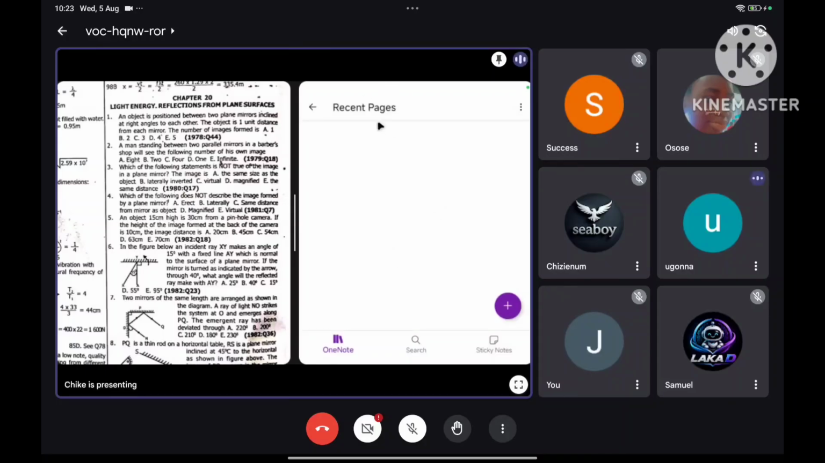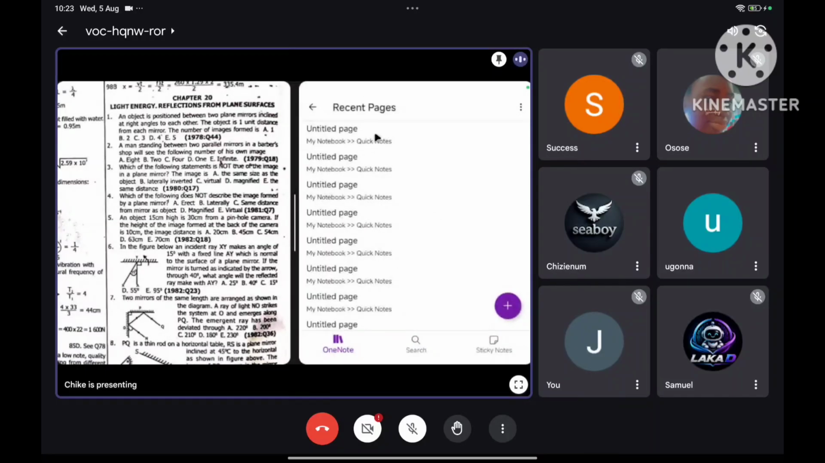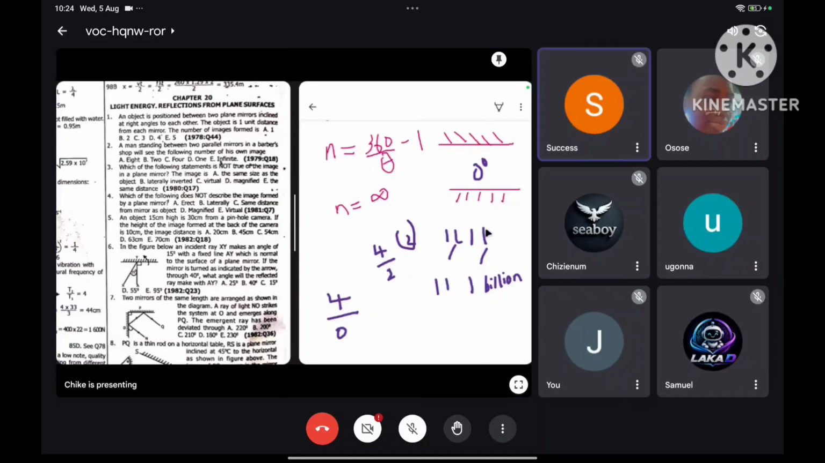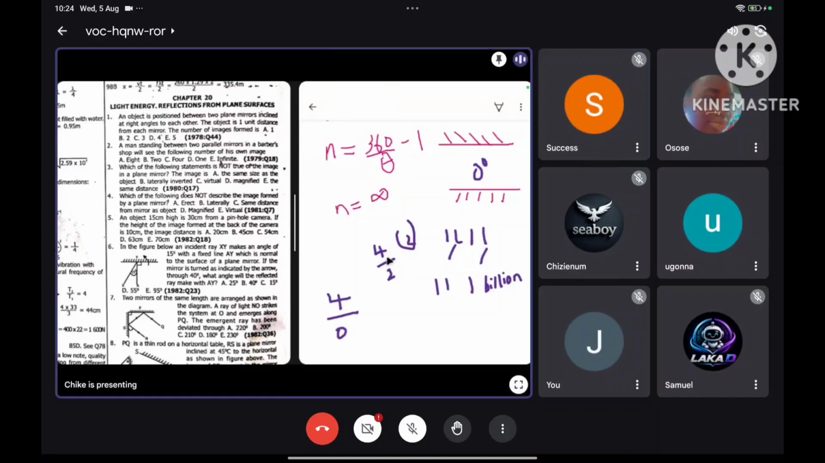So did you get what I meant by dividing a number by 0 gives you infinity? Do we understand that brief illustration? Class, do we understand that brief illustration? Please, can you explain it again?